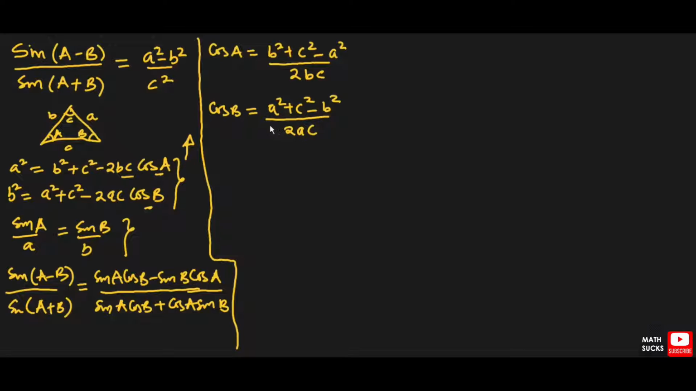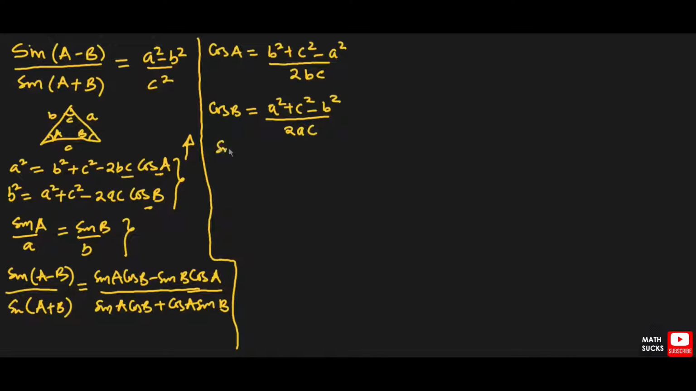And then also we can see that we need sine of A both up and down. We may not be able to get sine of B, but we can express sine of A in terms of a, b and sine B. So let's do that.